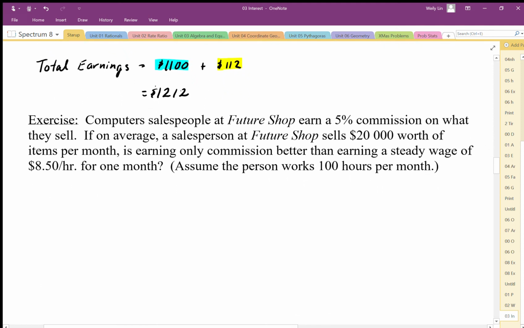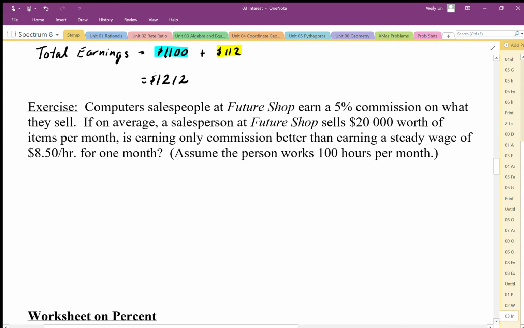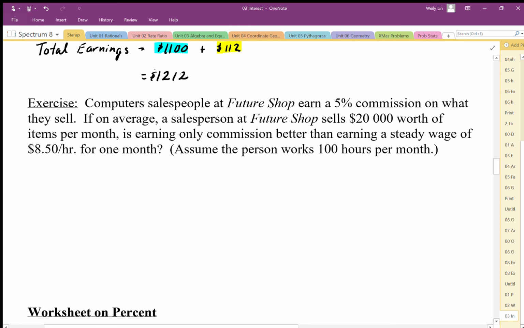So you've got a computer salesperson. They earn 5% commission on what they sell. On average, a salesperson at Future Shop sells $20,000 worth of items per month and is either earning only commissions or earning a steady wage of $8.50 per hour for a month. That's pretty low wages, but let's calculate this out.